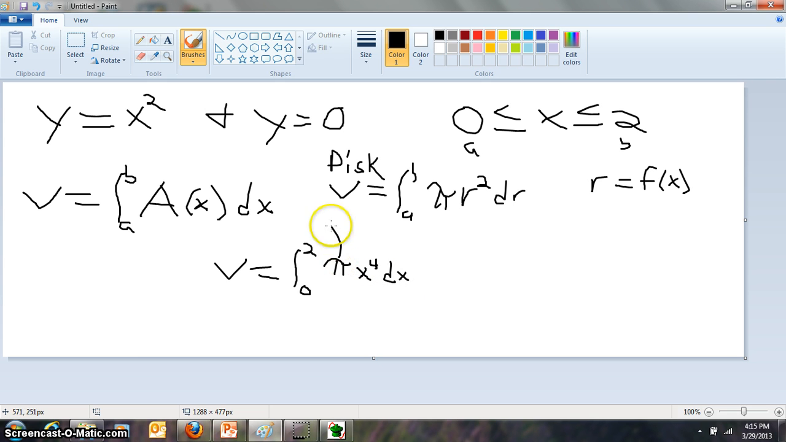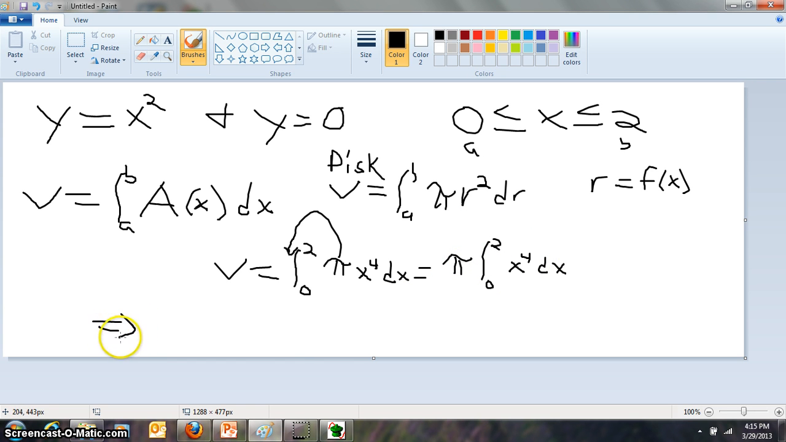Now, you can move pi outside, and it really doesn't make a difference if you do. They both equal the same thing. But it's also good to know that you can remove constants to make it easier on yourself for solving later.